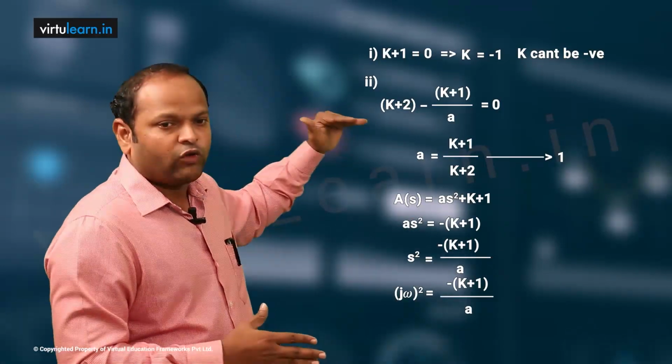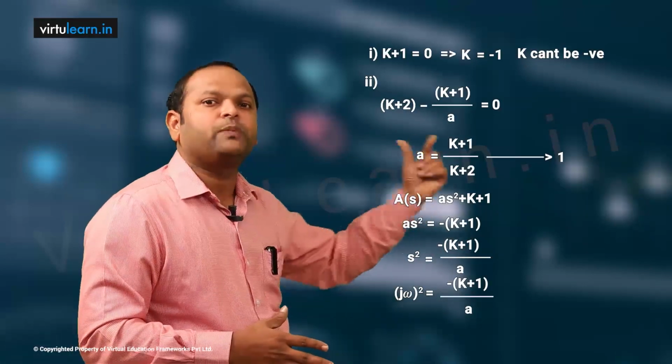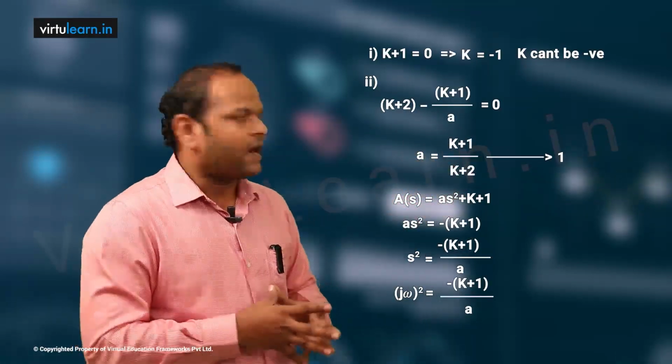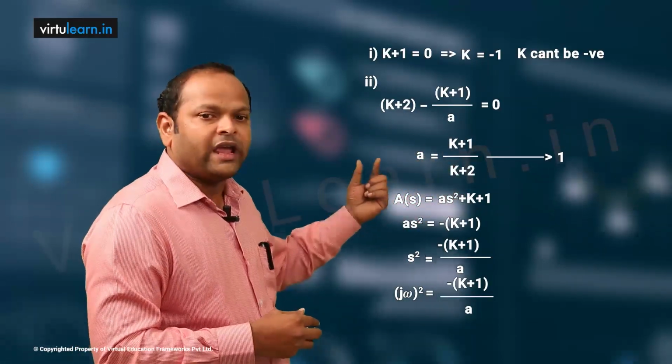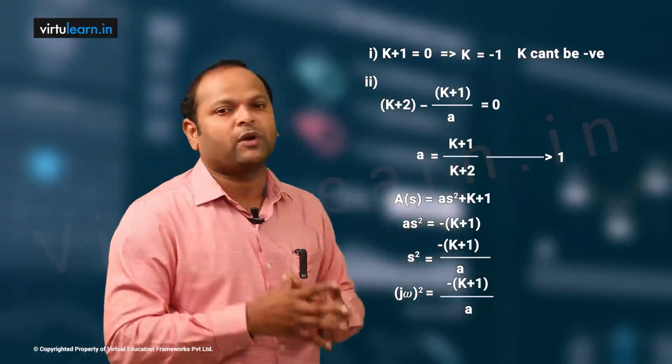Take the next one. What will that be? k plus 2 minus (k plus 1) by a should be equal to 0. Then you can write the equation for a. a is equal to (k plus 2) by (k plus 1). Let this be equation number 1.